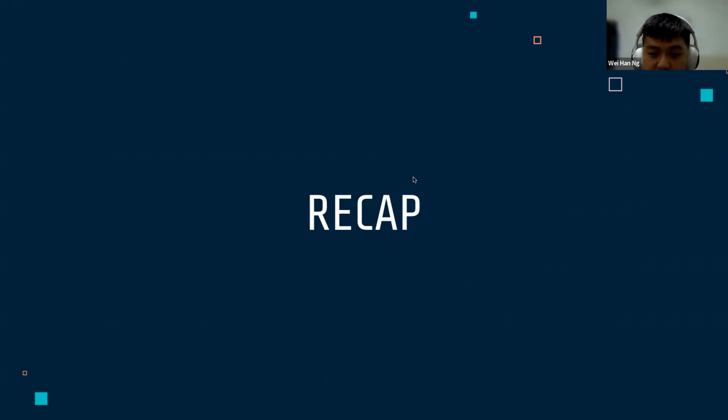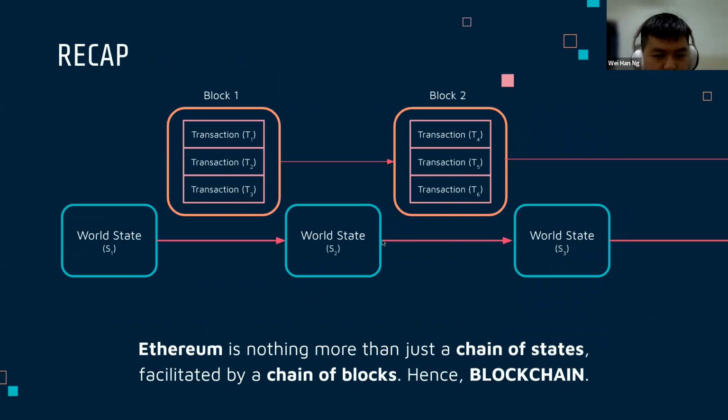For those who have attended the first session on Ethereum basics, you will see something like this. If you haven't attended, it's fine as well. Basically, what this slide is trying to say is that Ethereum is just a chain of state facilitated by a chain of blocks. That means Ethereum is nothing more than a transition of world state from one to another. And how can a world state transition to another? It is executed by transactions, and transactions are included into a block. So this is the Ethereum basics.